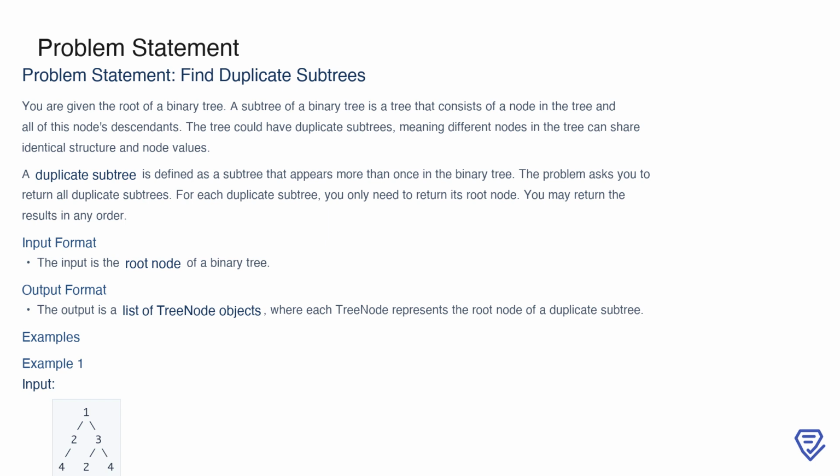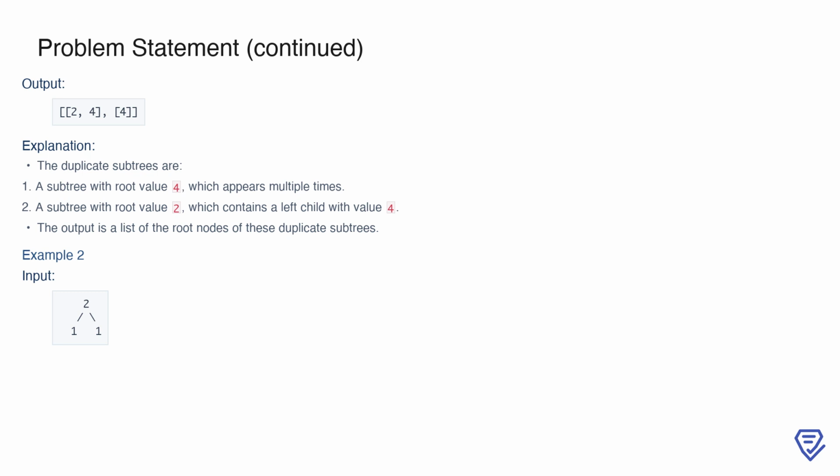nodes. For example, if two nodes in the tree both have identical subtrees underneath them, those subtrees would be considered duplicates. The input to the problem is the root node of the binary tree, and the output is a list of tree node objects. Each object represents the root of a duplicate subtree, and the order of the results doesn't matter. Let's look at the first example to make this clearer.